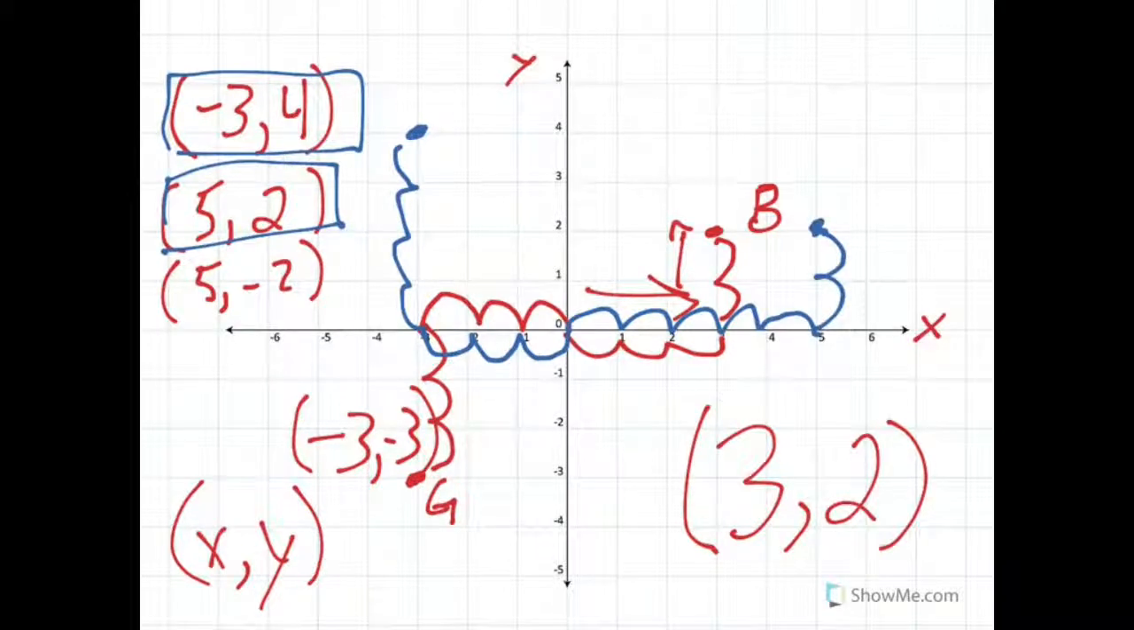If I said 5, negative 2, well, 5 is still positive, so 1, 2, 3, 4, 5. But then negative 2, we have to go down. 1, 2. So now we've graphed all of those spots.